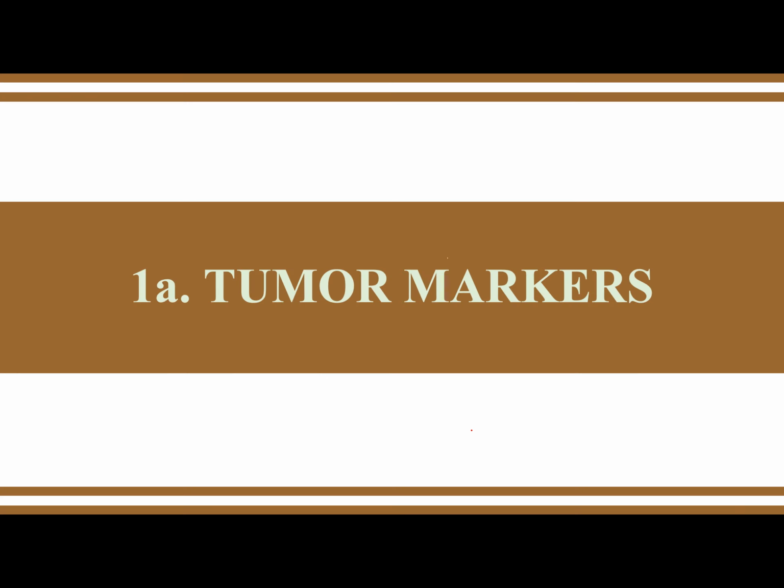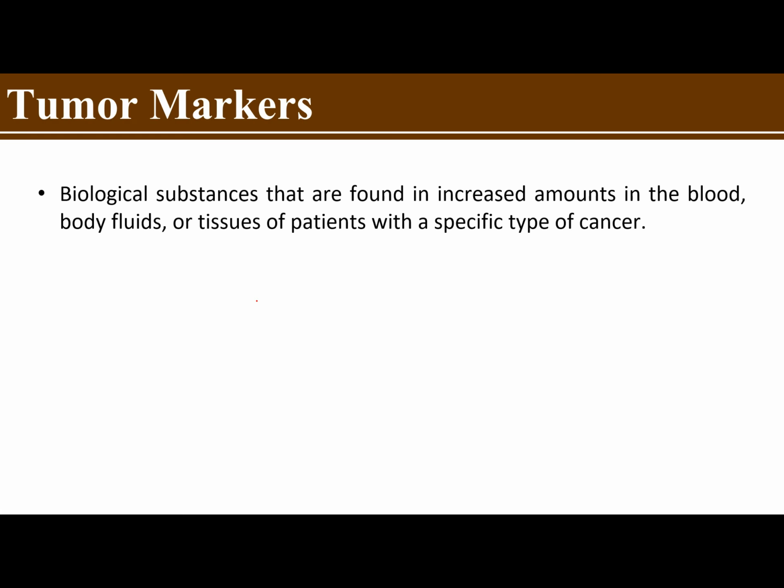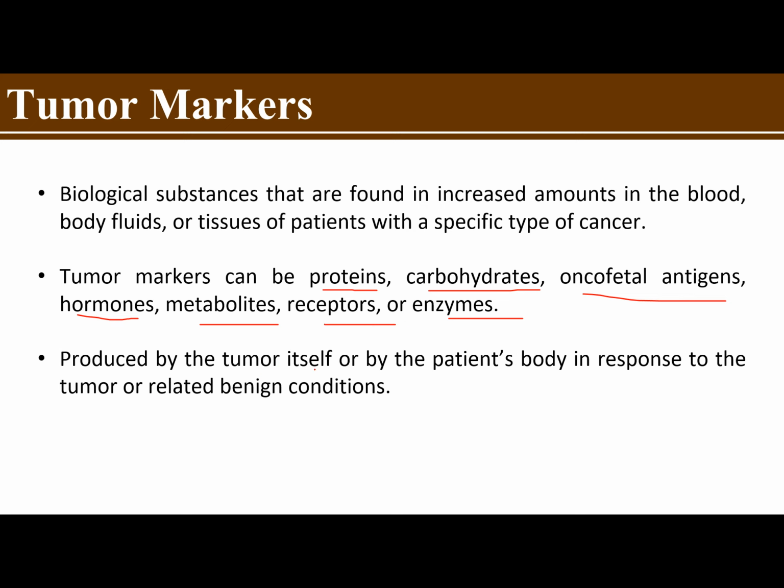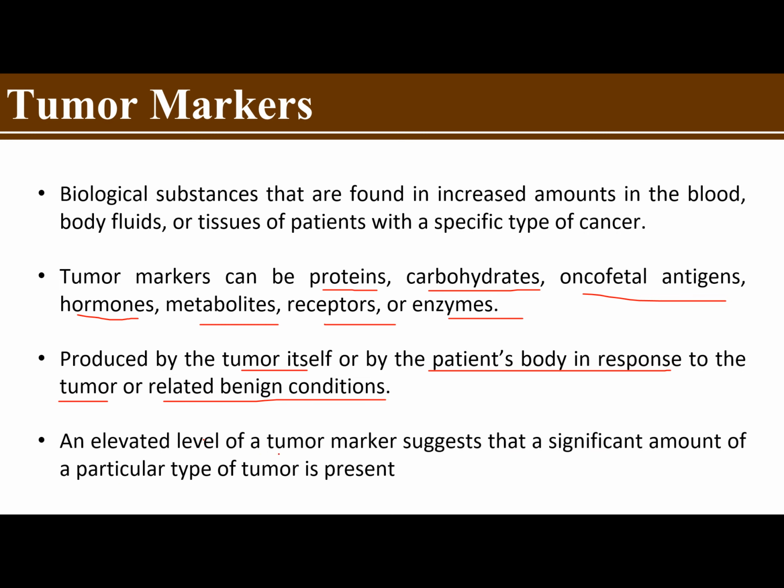Now let's go with the specific types of tumor markers, class. These are biological substances that are found in increased amounts in the blood, body fluids, or tissues of patients with a specific type of cancer. Tumor markers can be proteins, carbohydrates, oncofetal antigens, hormones, metabolites, receptors, or even enzymes. Produced by the tumor itself or by the patient's body in response to the tumor or related benign conditions. An elevated level of a tumor marker suggests that a significant amount of a particular type of tumor is present.